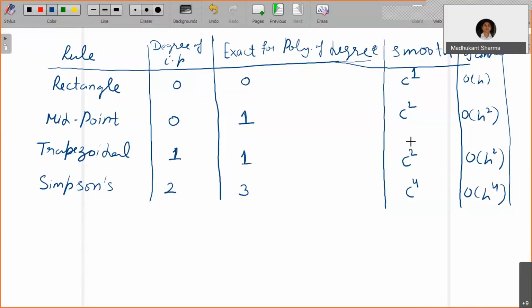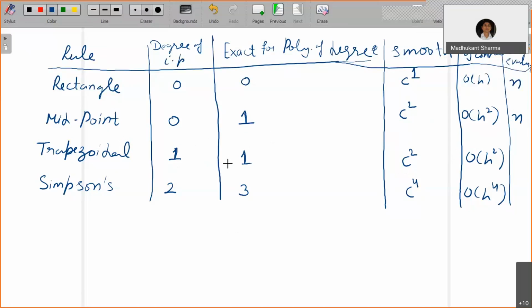Now, let me add one more column. How many function evaluations are required in each case? In the rectangle rule, the number of functions required is n, because it takes f of x naught, f of x1, and so on, up to f of xn minus 1. So you are taking the left endpoint of each subinterval. In the midpoint rule, the number of function evaluations is also n, because you have taken the midpoint in each subinterval, and there are n subintervals.